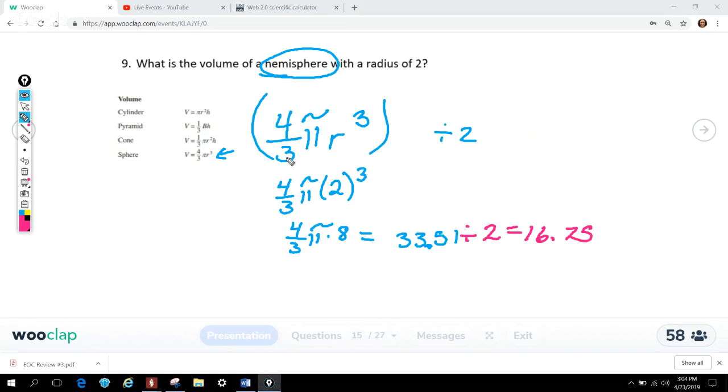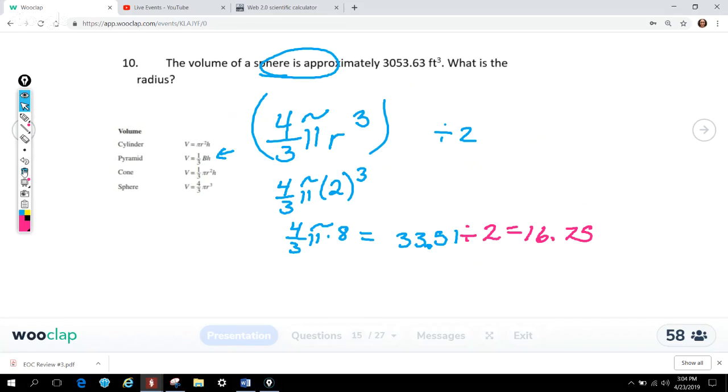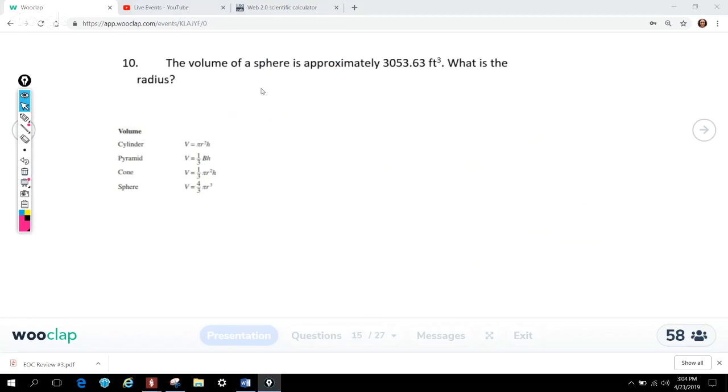So far, so good? All right, we're not going to do all of them. Let's move to the next one. This one we are going to do also because it's working backwards.